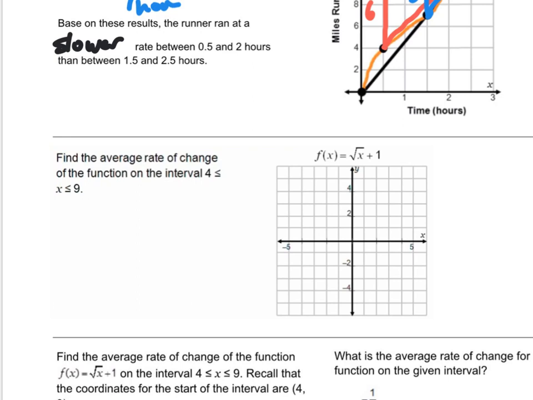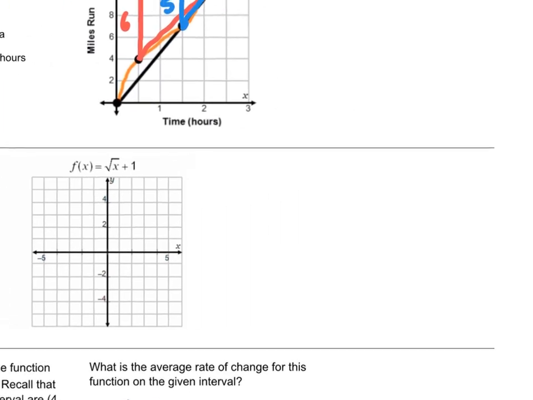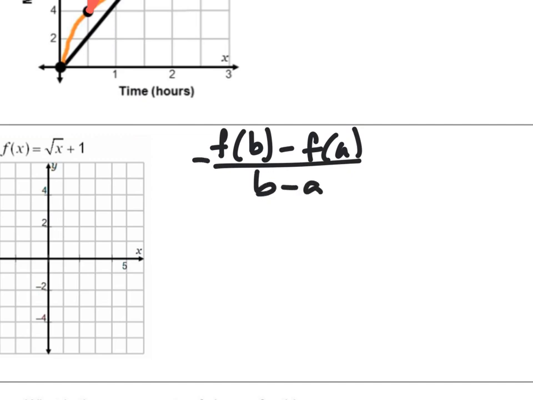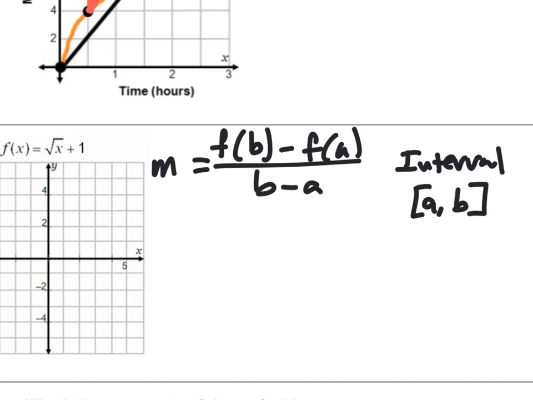Okay. All right, next question. It says, find the average rate of change of the function on the interval from 4 to 9. Okay, so this is where the formula comes in: f of b minus f of a over b minus a. That's equal to our slope, okay? Where we have an interval, our interval goes from A to B. And so an interval from A to B, these are x values, okay? These are x values.